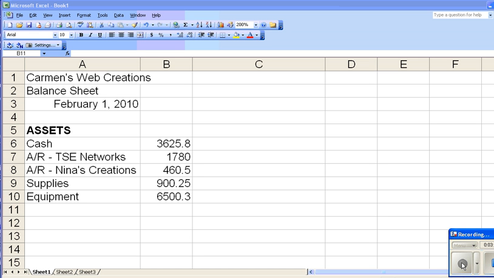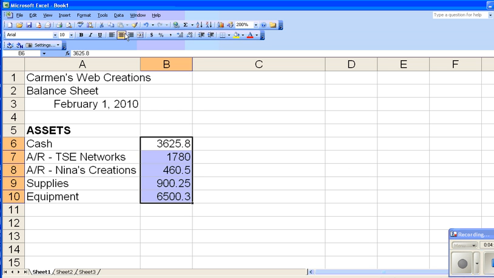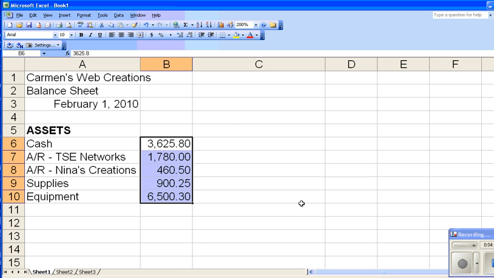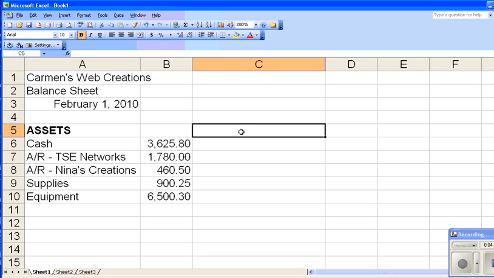If you will notice, we don't have any dollar signs, and at the current time, we would like to have 2 decimal places, which we need to change. In order to change it, you have to click on the money amounts and then go to Format, Cell, go to Currency, 2 decimal places with no dollar sign, and then click on OK. There you have it.